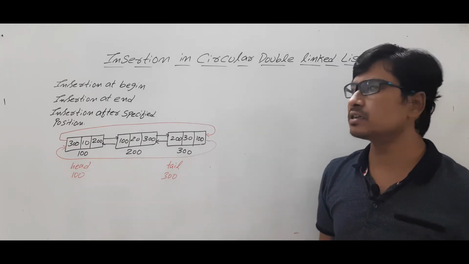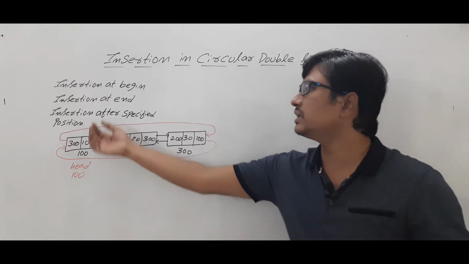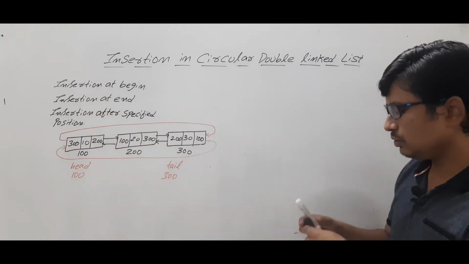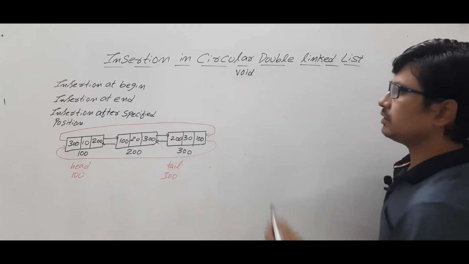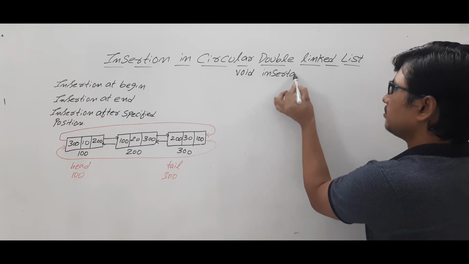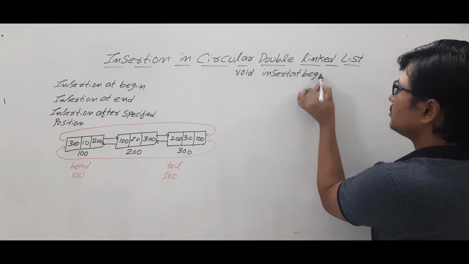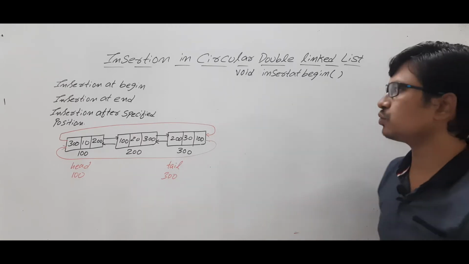Now, let me discuss how we can perform insertion in a circular double linked list at the beginning. To do that, let me write a user defined function called insert at begin. This function does not return any value, so that's why I have specified the return type as void.